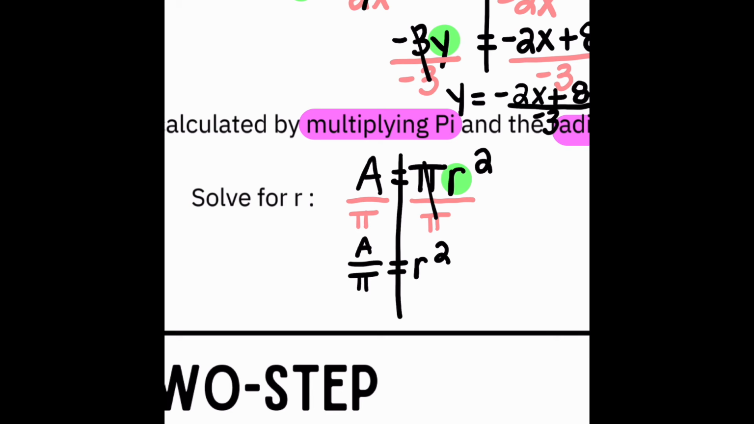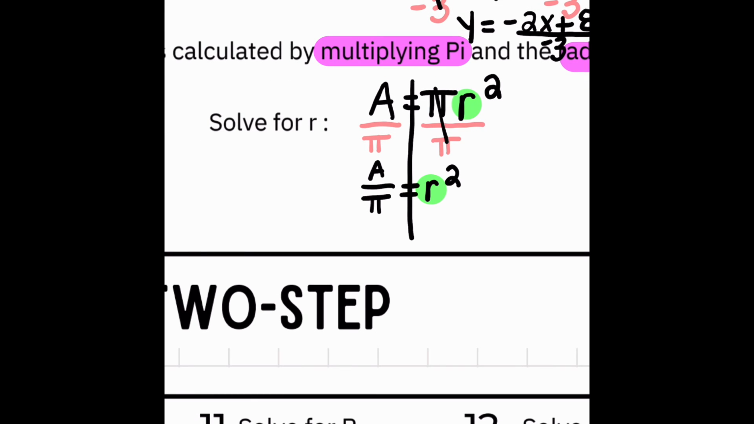All right, so again, we're trying to solve for r. r is not isolated, it's not by itself. So this is how you get rid of an exponent. No matter what exponent you have, squared, cubed, or raised to the fourth, you're going to take the root of that number. The root of a squared is a square root. If I have a 3, then I would take the cube root. If I have a 4, I would take the fourth root.